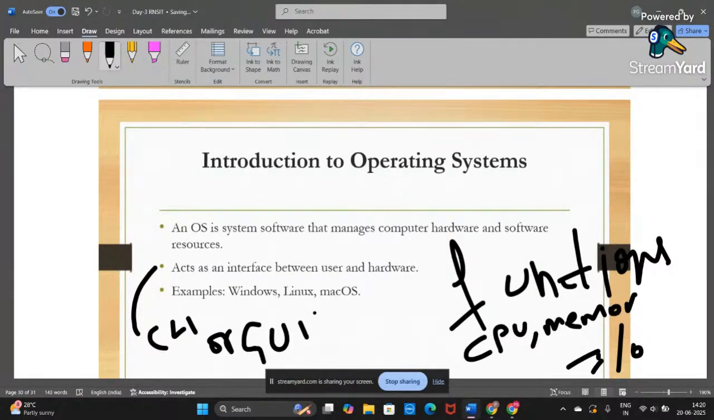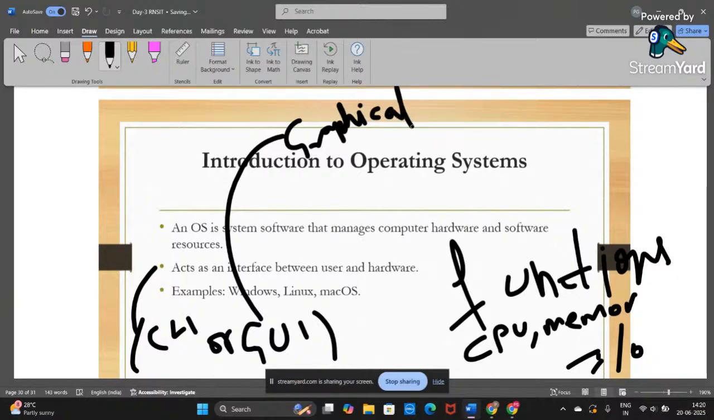So, what is GUI? What is the full form of GUI? Graphical user interface. I told you when explaining the basics of computer. GUI means graphical user interface.